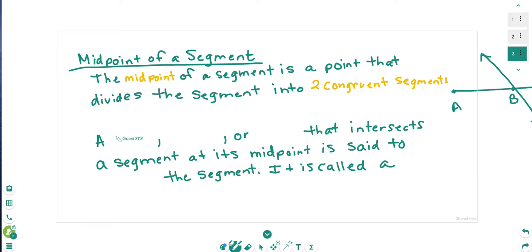A line, ray, or segment that intersects a segment at its midpoint is said to bisect the segment. And so therefore it's called a segment bisector.